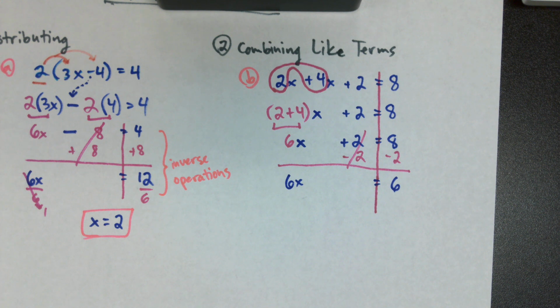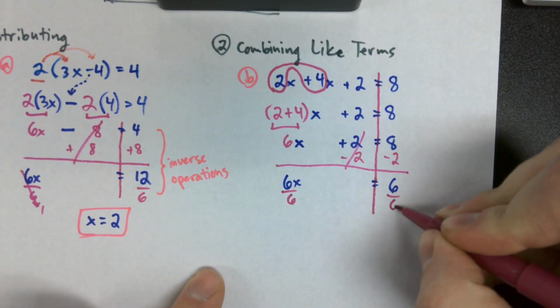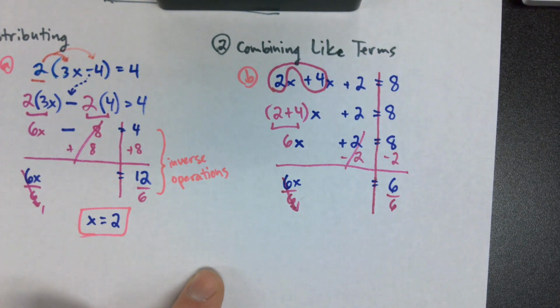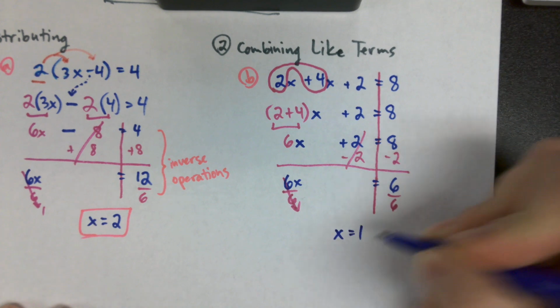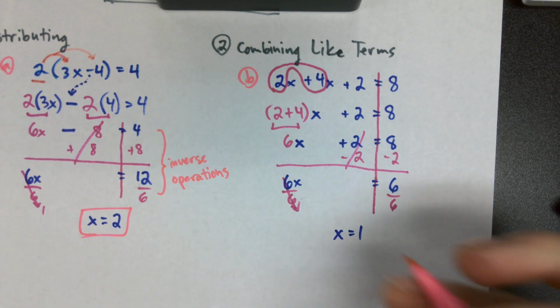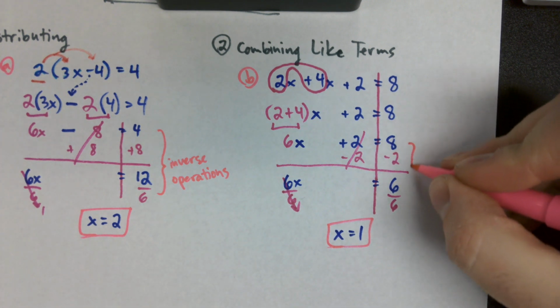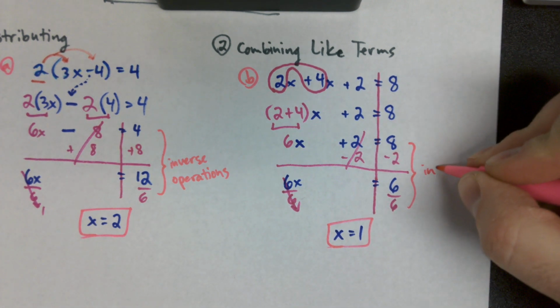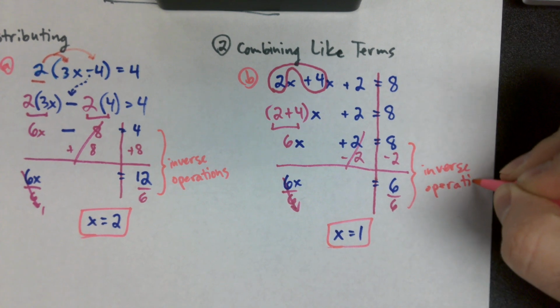Someone help me out with my last step here. What's the last thing we need to do? I heard it over here. We're going to divide both sides by 6. All right, 6 over 6 reduces to just 1. So we get x equals 1. And again, these two steps, that was our inverse operations.